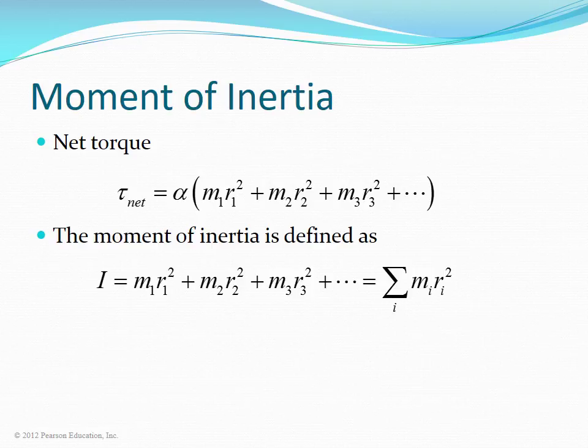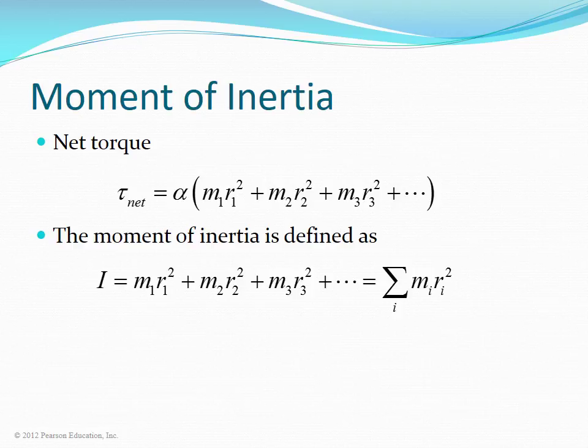The large sum in parentheses, we give the name moment of inertia and give it the symbol I. In symbolic notation, we write alpha times the sum of all the individual masses times the distance from the axis of rotation squared. The big thing that looks like an E is the Greek letter sigma and means sum all the values. The moment of inertia is defined as the sum of the masses times their distance from the axis of rotation squared. The units of moment of inertia are kilograms meters squared.